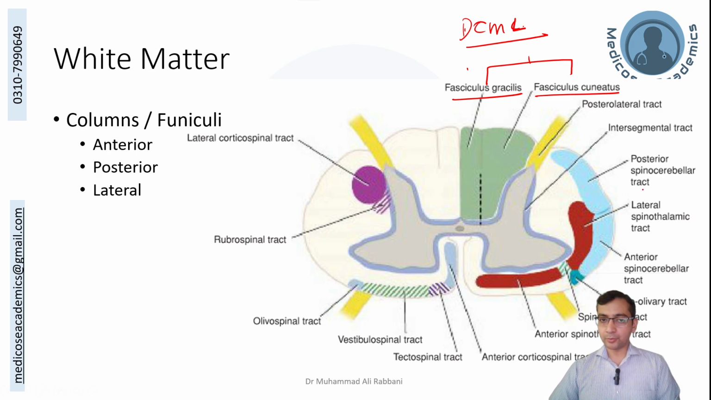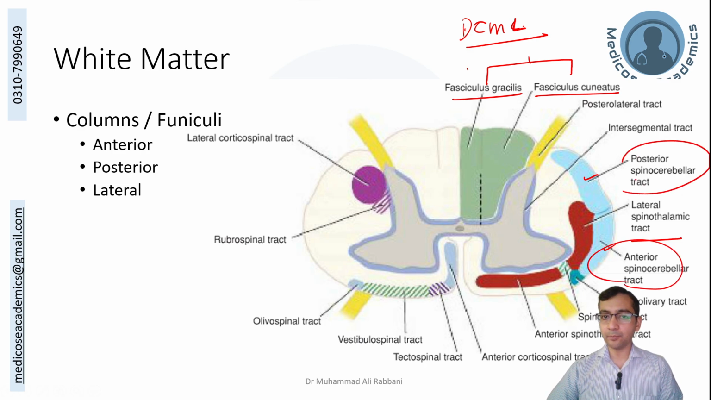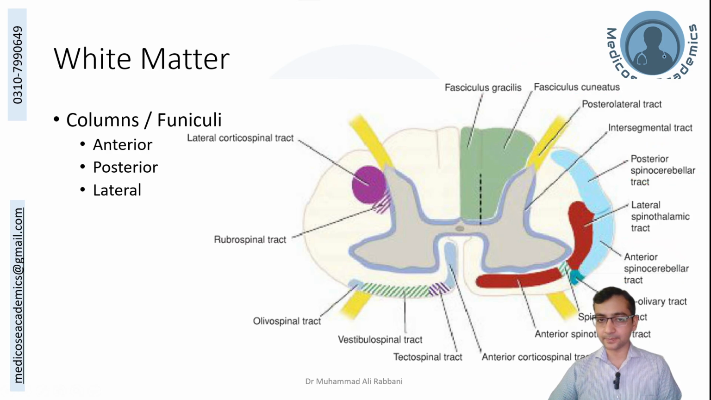And then the ones shown in blue are the spinocerebellar tracts. These are the anterior and posterior spinocerebellar tracts. The ones shown in red here are the spinothalamic tracts. Just medial to the anterior spinocerebellar is the lateral spinothalamic, and just anterior to the anterior horn is the anterior spinothalamic. Then there are other minor tracts, including spino-olivary and spinoreticular. There is also the spinotectal tract, not shown in this particular picture.